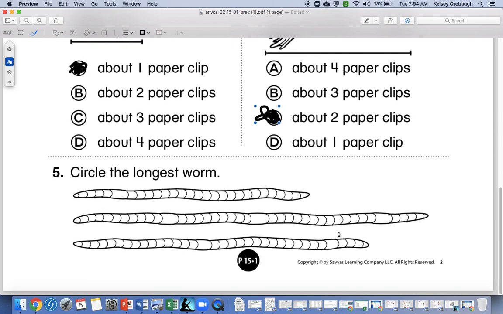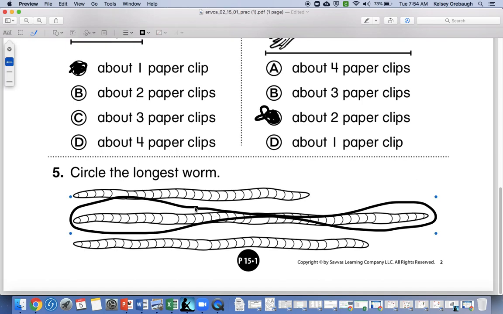And last one, circle the longest worm. So the worm with the largest length. I can see that it is the second row, the second worm. This is the longest worm. Okay? And if I were to put them in order from shortest to longest, I would say the first worm is the shortest, the third worm is the middle length, and the second worm is the longest worm.